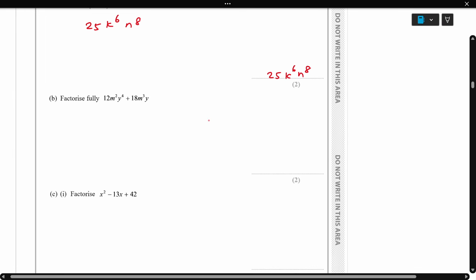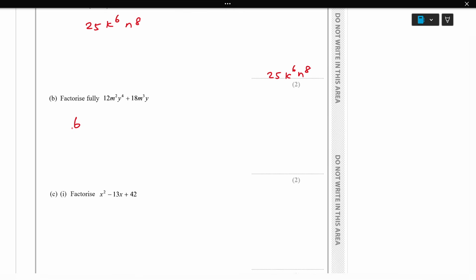So next one is factorize. We need to bring out the highest common factor. 12 and 18, the highest common factor is going to be 6. So m square and m, so m square is common, y power 4 and y, so y is common. So we have to divide both the terms, so we will get here 2, then m square is gone, y cube, plus here this is 3 and the one m is left. That's the answer, 6m square y into 2y cube plus 3m.